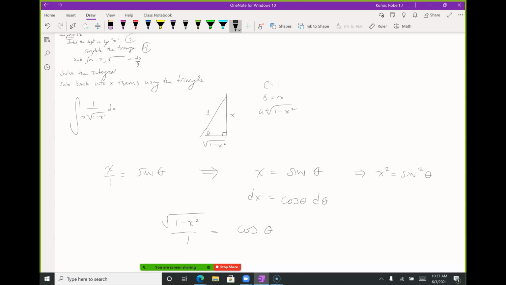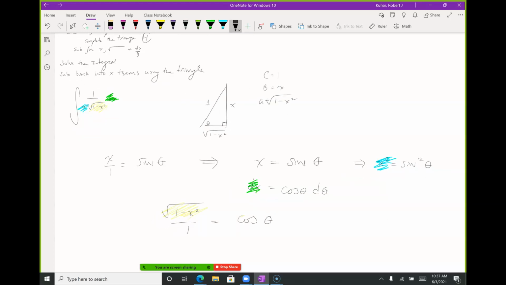So now I've got everything I need, and this is the goal. And remember what I said. What are you going to forget most of the time? The dx. So the dx is done, right? We got the dx done. We got the x squared done, and we got the square root done.